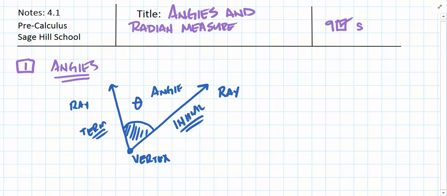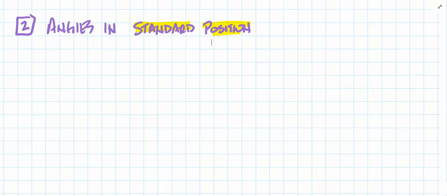In trigonometry and in pre-calculus, we're going to do something a little bit differently. We're going to lock down that initial ray, and we're going to call it standard position. So that's what box number 2 is all about. In trig class and pre-calc, we draw angles in standard position so that we can all talk about an angle and understand what it means to describe and draw an angle. So the first thing that we're going to do is draw a coordinate plane.